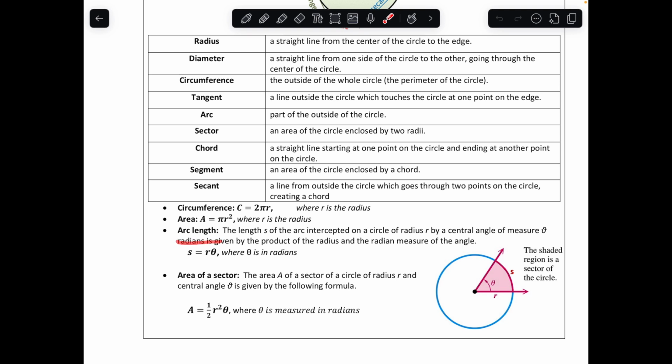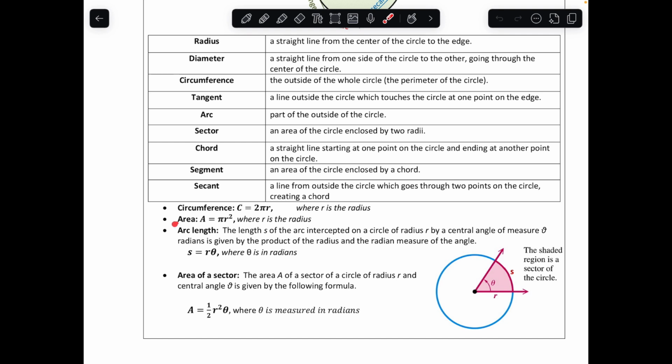And then we've got our arc length. The arc length is just a portion of this string. It's just a portion of the edge, right? It might be a third of it or a fourth of it. And that has its own equation: S is equal to r times theta. One of the important things to note here is that theta has to be in radians. So we'll keep that in mind.